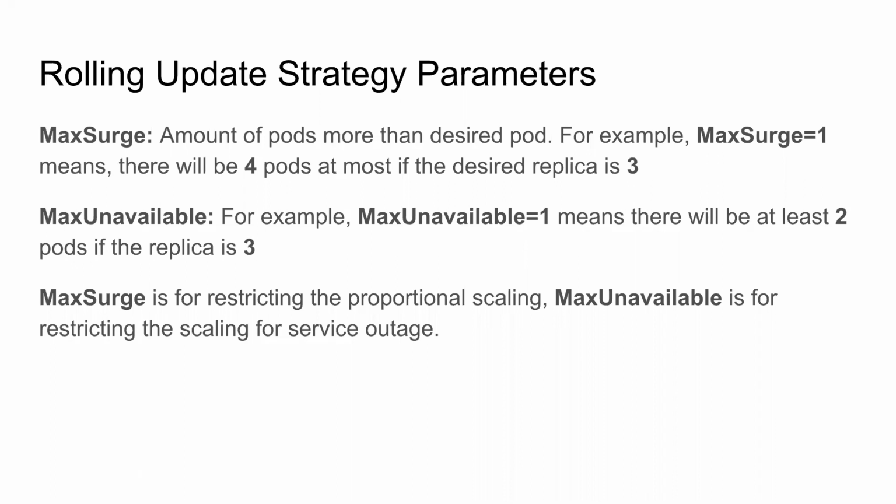As I said to you earlier, max surge is for restricting the proportional scaling. So you are restricting the scaling up feature. Max unavailable is for restricting the scaling for service outage. Let's say that if you provide max unavailable equal to 2, you may have 1 pod at a time. So if you have a production environment that has lots of traffic, you may be down or you may have some service outage on your system. You need to be very careful while you are providing this feature.